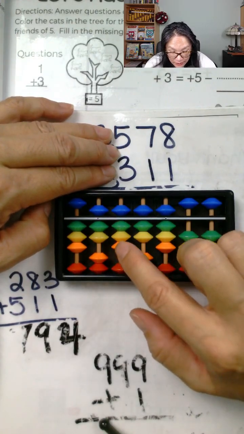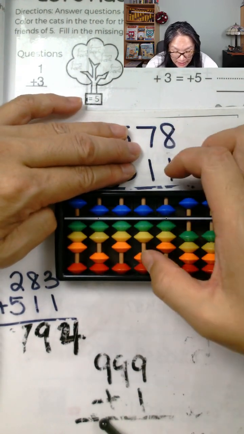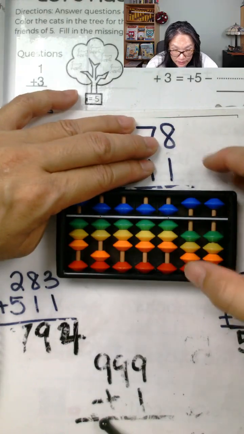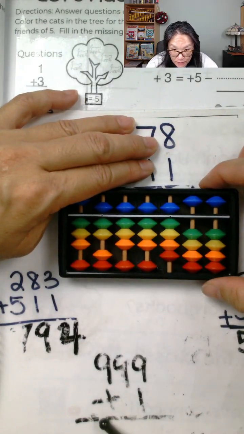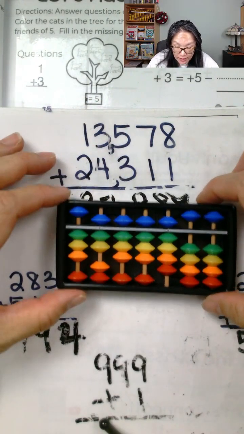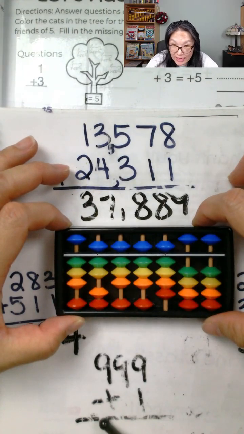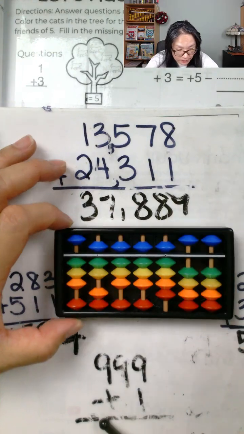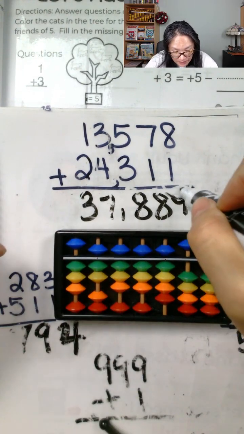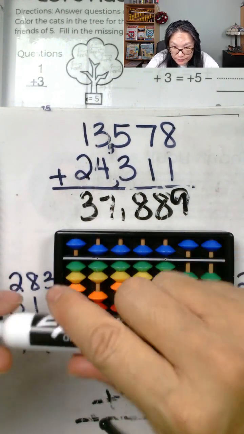So we're going to add the 3. And then we want to add the 1. When we add the 1, and then we want to add another 1. And there we are. And so what are we doing? Our final answer is 37,889. Does that make sense? So we could do it again.